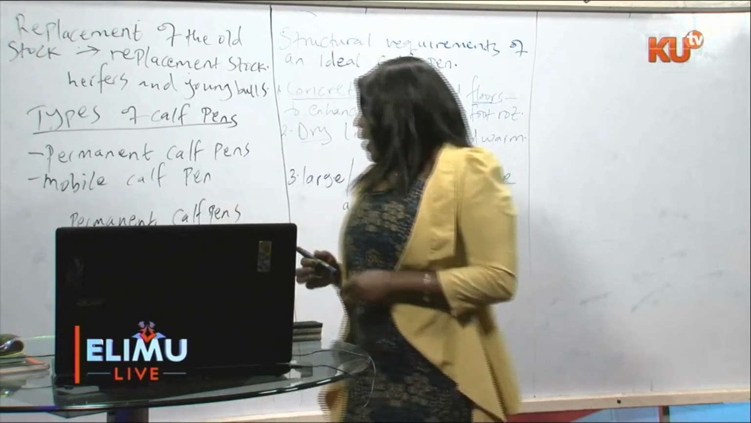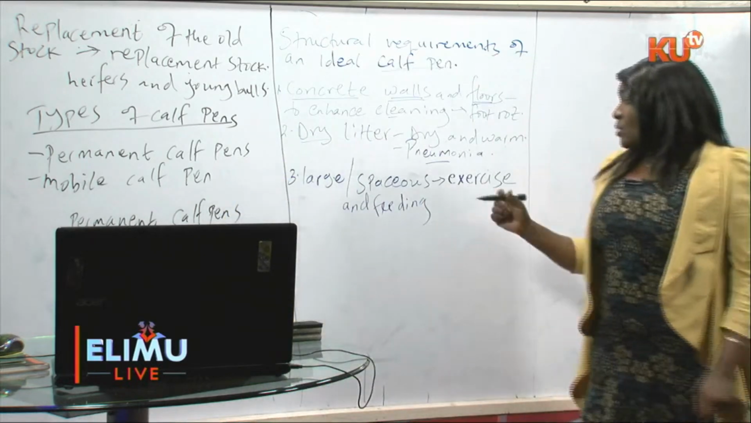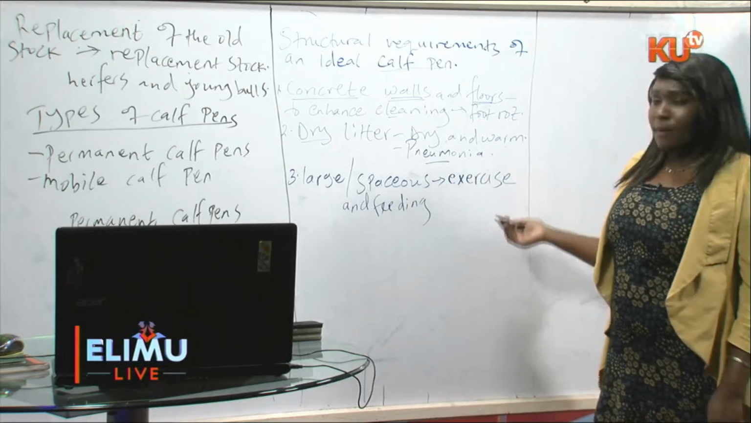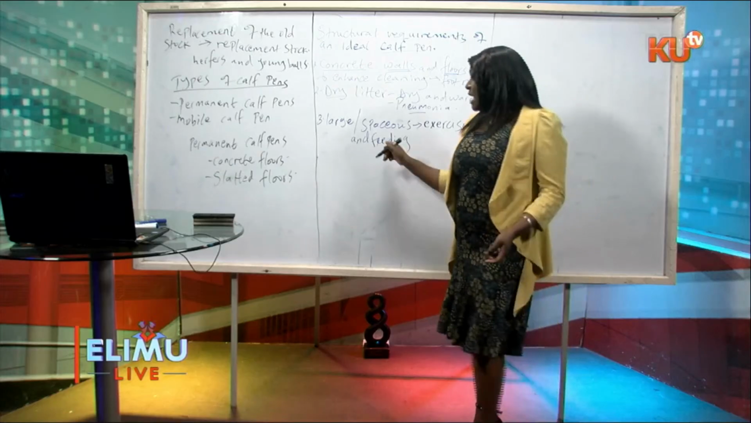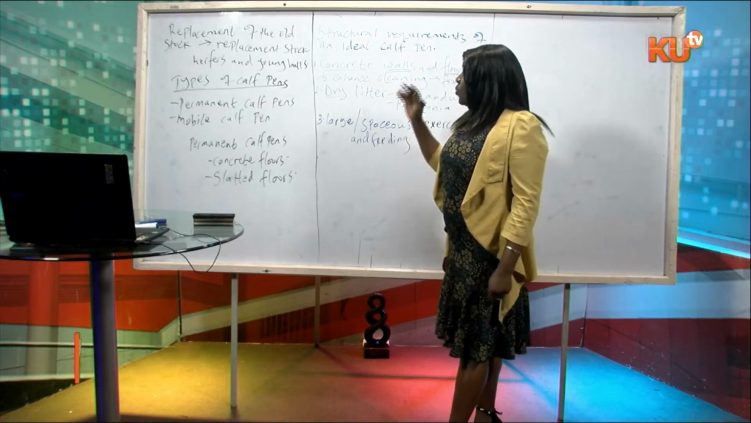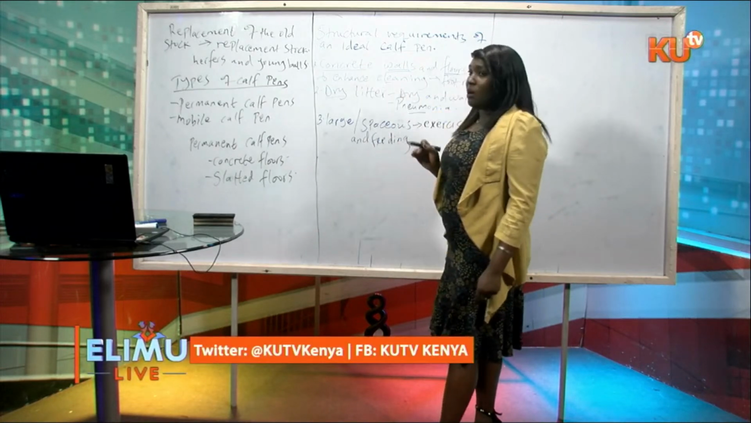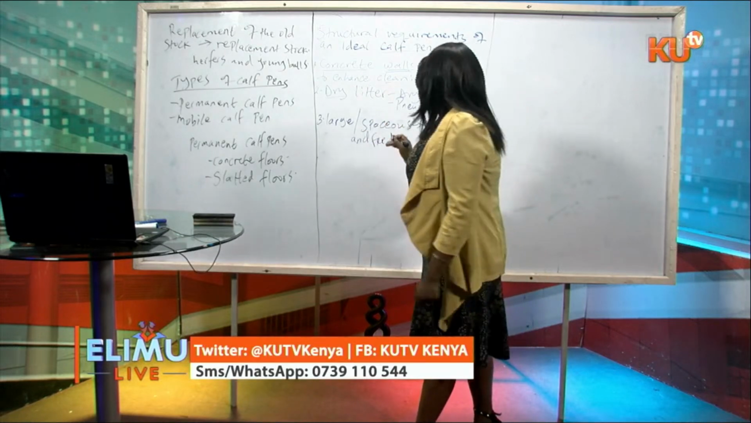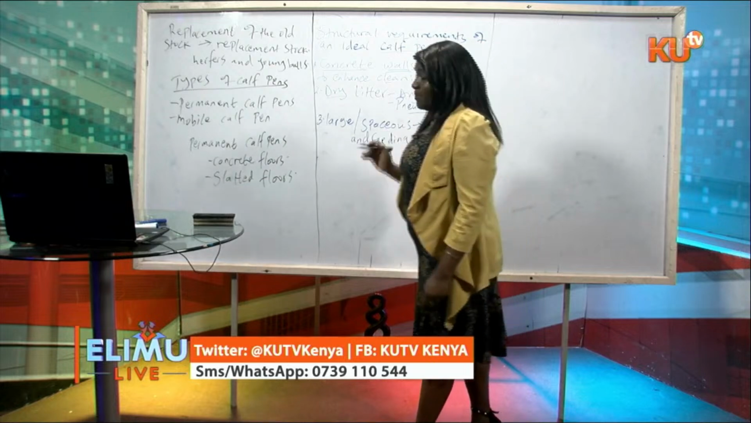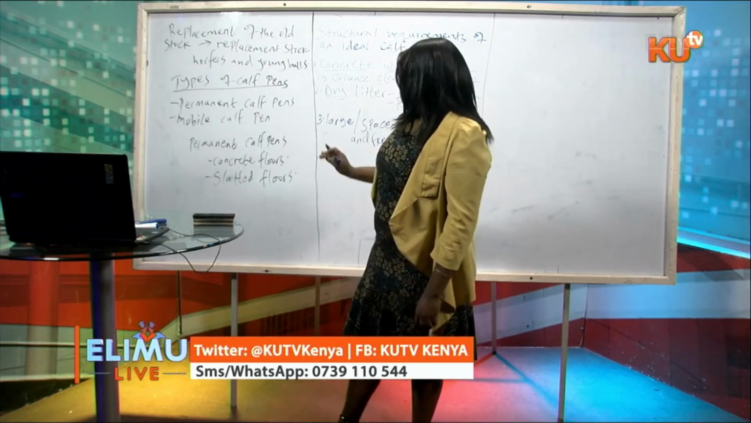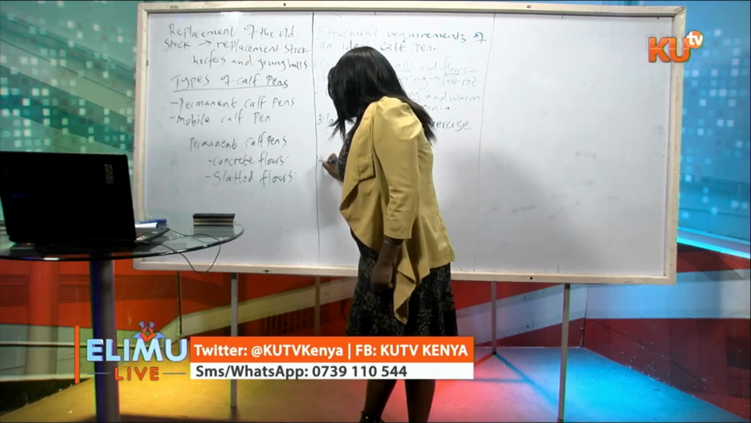And also, we require enough space so that we can accommodate the feeding and the watering equipment, that is the feed troughs and the water troughs. So, dear learner, I hope you are following. We need concrete walls. We need dry litter. We need a large and spacious calf pen. That is the number 4 point.